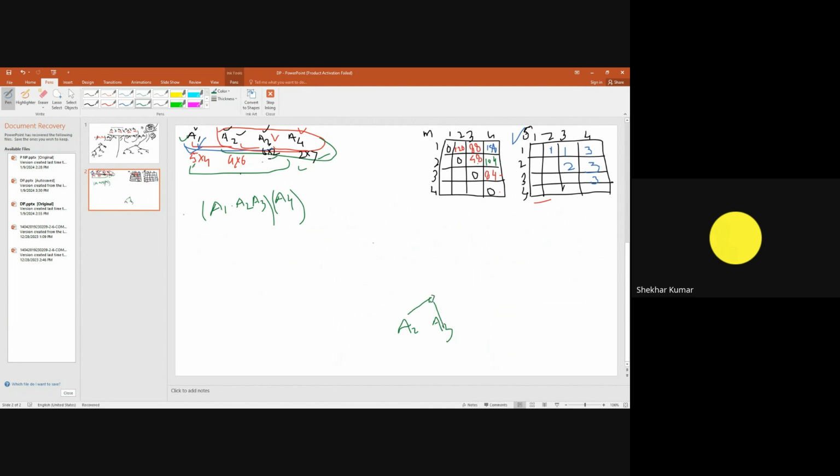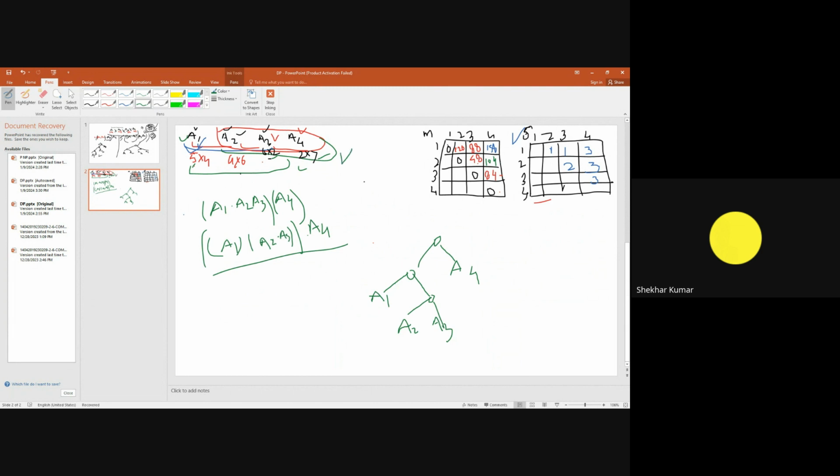Then this solution is multiplied with A1, and this solution is further multiplied with A4. Then I have found the overall minimum solution. So at first I have multiplied A2 and A3, then multiplied this solution with A1, and then this is multiplied with A4. This is the overall parenthesization of this matrix multiplication.